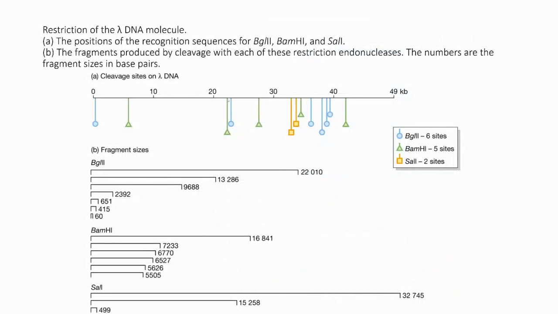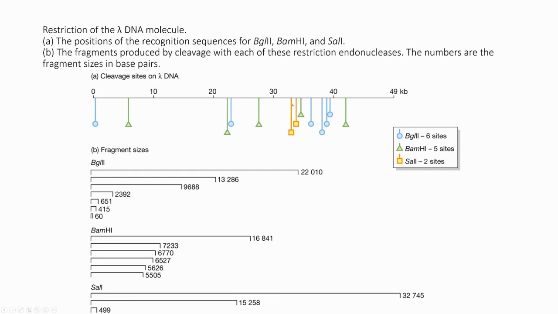All right, so restriction mapping. Let's say, for example, here, this is a lambda DNA molecule. We have 49 kilobases long. All right, the lambda DNA, and then we have these three different enzymes: BglII, BamHI, and SalI. For SalI, you have two sites, because it's a linear DNA, all right.